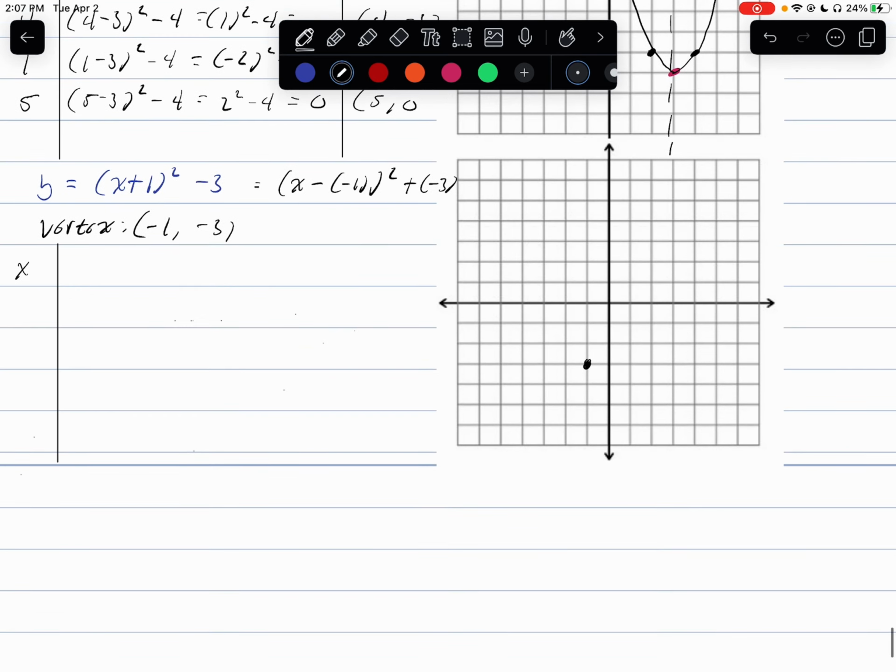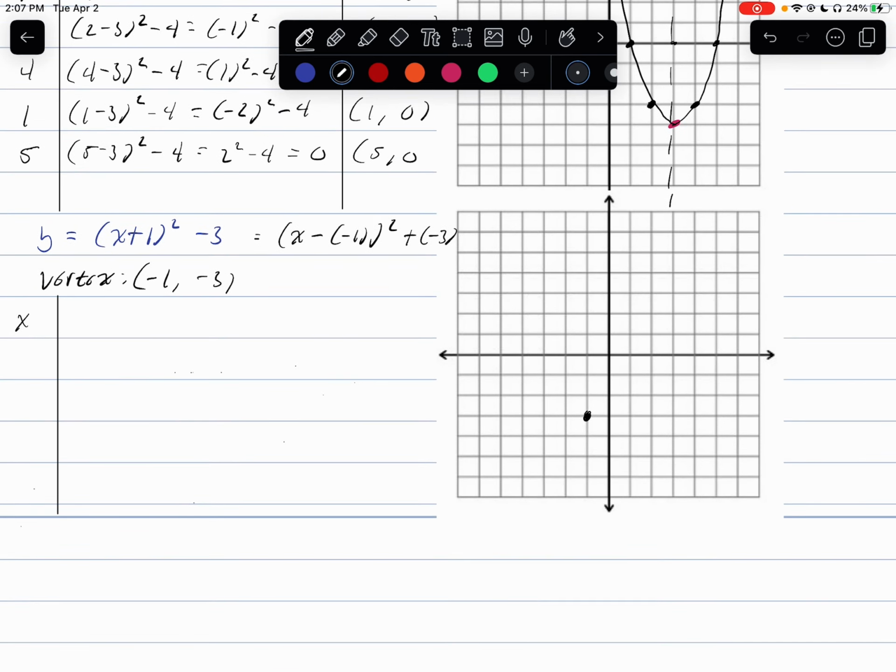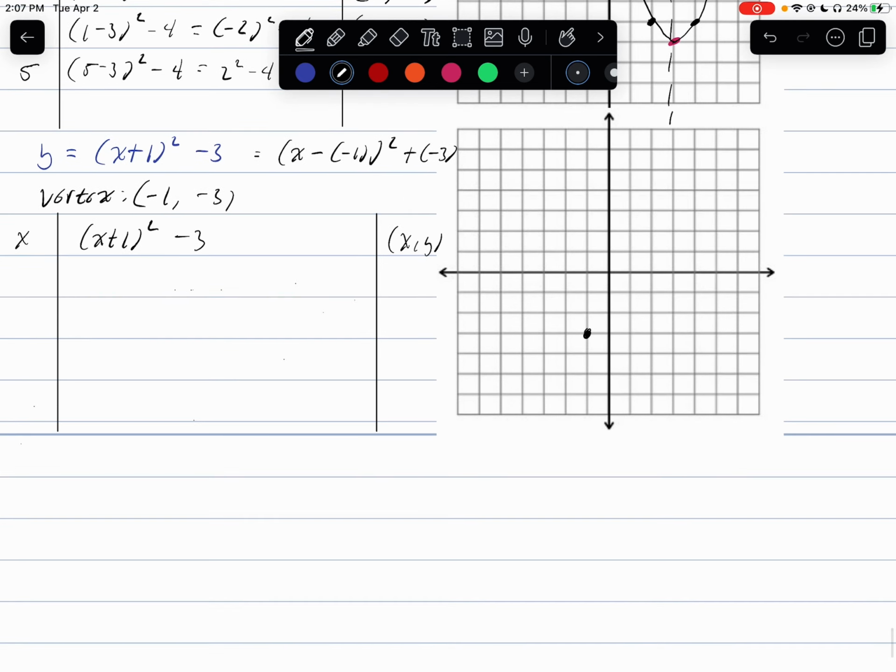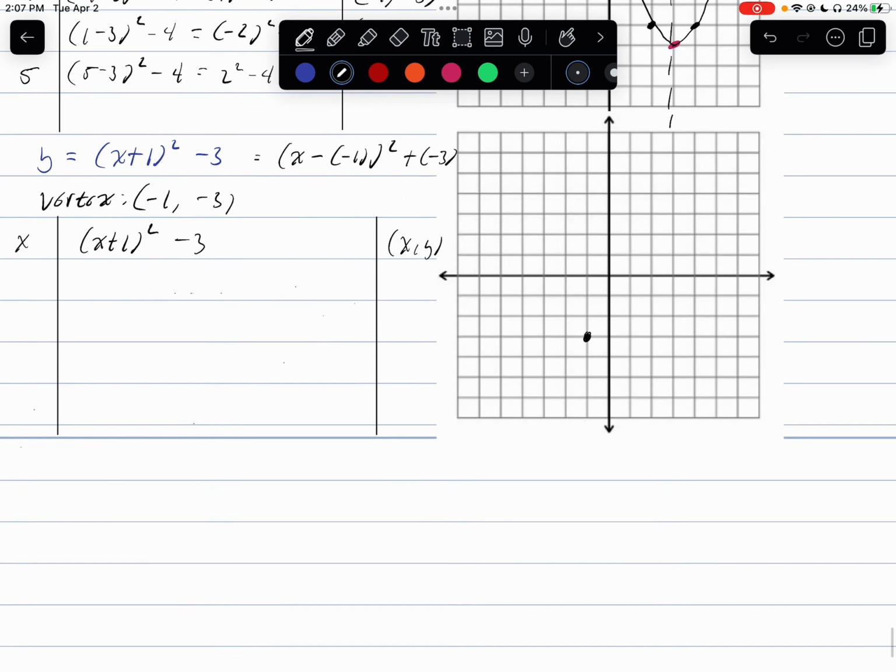Okay, so we have our x values. We have x plus 1 squared minus 3. And then we have our points, x, y. Okay, so we want to plug in points on either side. So let's start with one to the left. So we'll do x equals negative 2.